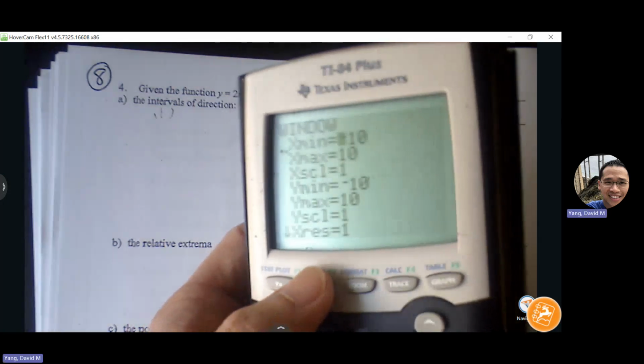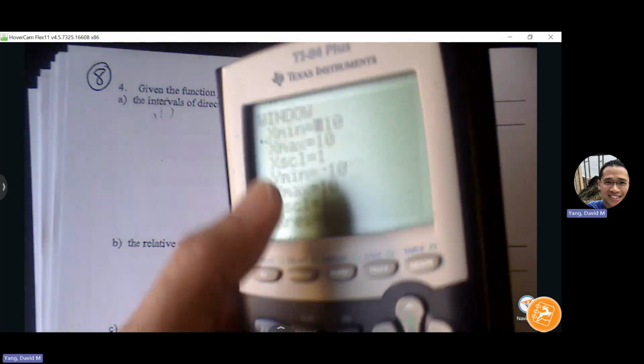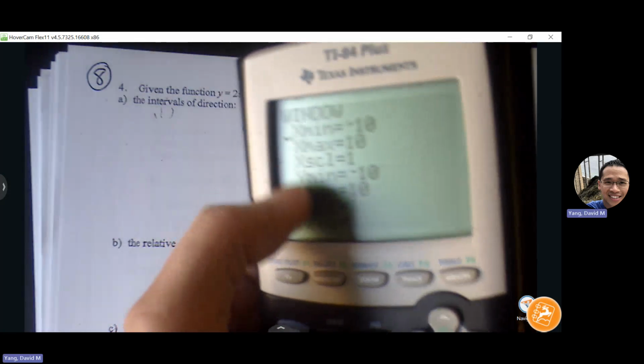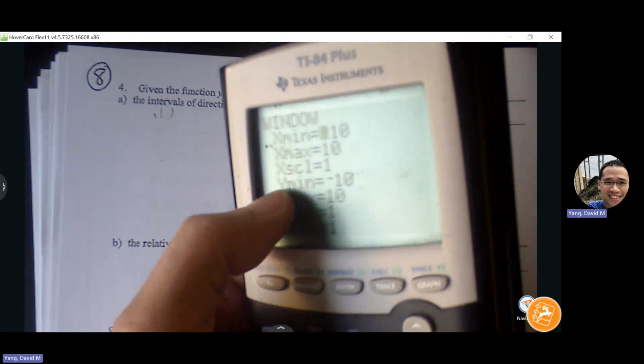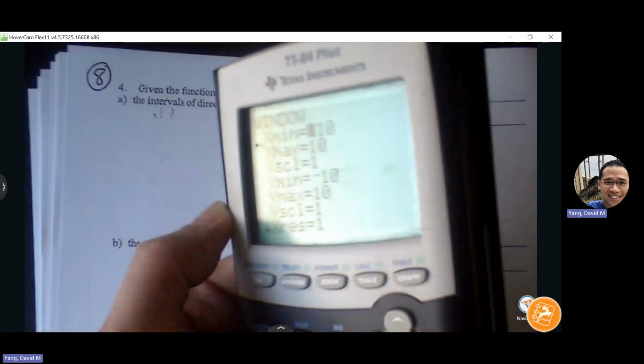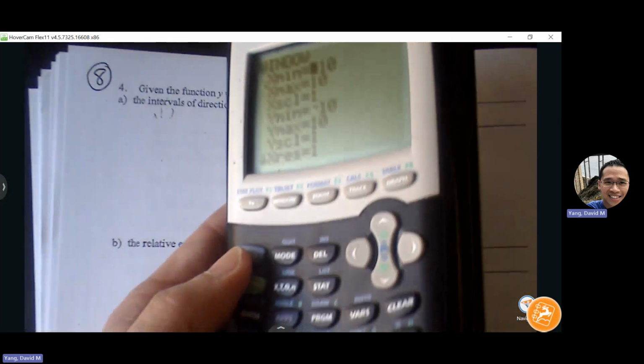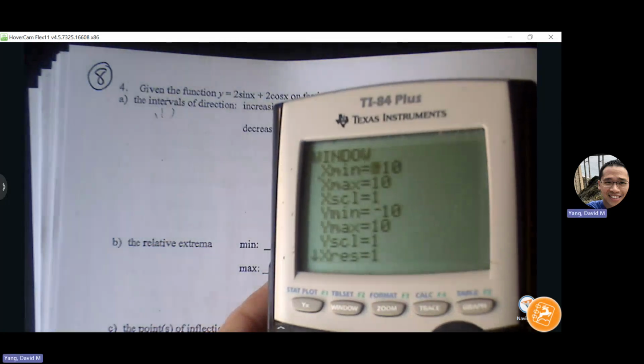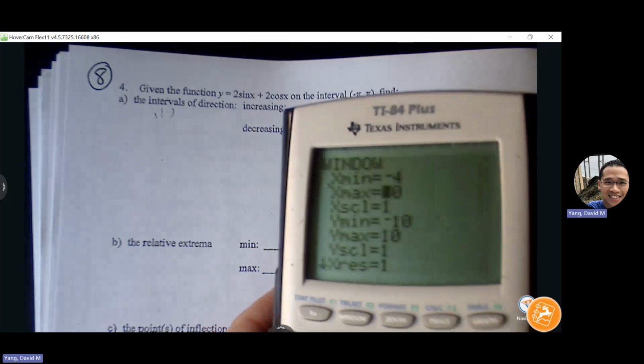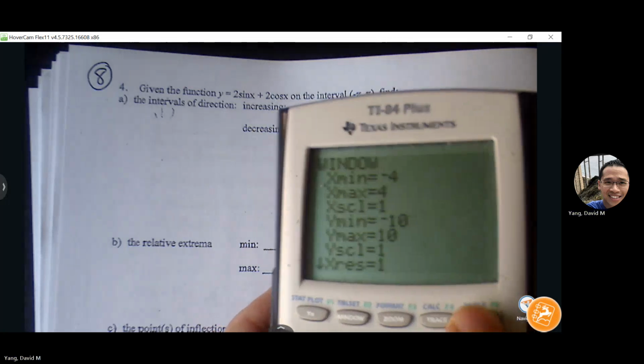Remember, you're only playing with 4 numbers. If you want to adjust these numbers by hand, you're only playing with x min, x max, y min, and y max. Do not try to play with any other numbers. Okay. So if you want, you can go from negative pi to pi. Pi is that caret button there, second caret. But if you want to see a little bit past those edges there, I can go from -4 to 4. A graph.